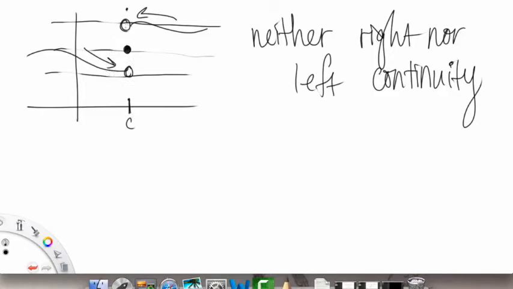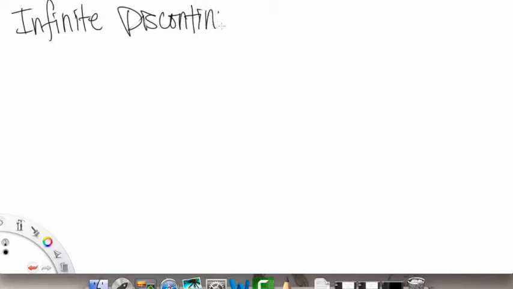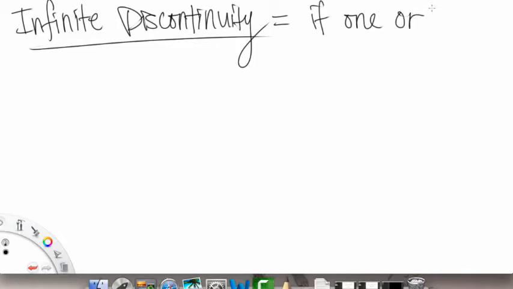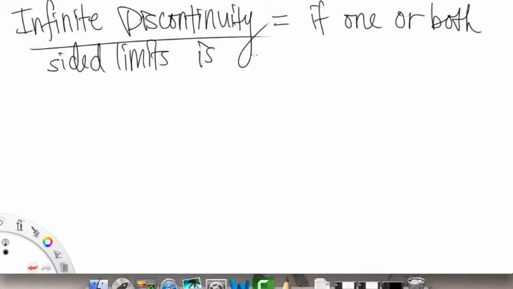Okay. Now for another kind of discontinuity, this is going to be our last one. This is called an infinite discontinuity. For this one, what we have is if one or both sided limits is infinity, basically infinity or negative infinity or anything of the sort. I'll just put infinite. So it is infinite in some way.